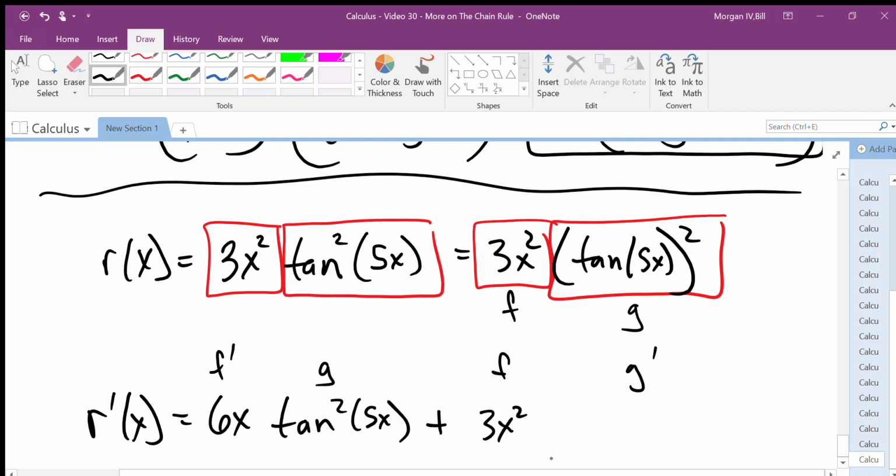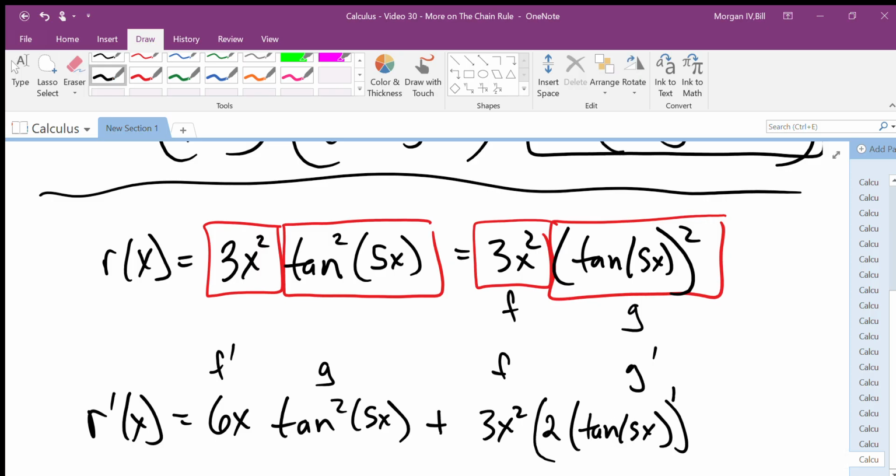Here's the hard part. G prime. So take the derivative of tangent of 5x being squared. I'll bring the 2 down. Then it will be the tangent of 5x to the first power. Then I'm taking the times the derivative of the inside. The inside here is tangent 5x. The derivative of tangent is secant squared, still of 5x. Secant squared there being the derivative of the inside function tangent. So it's tangent of 5x times the derivative of the inside function 5x. Its derivative is 5. All that multiplied together.